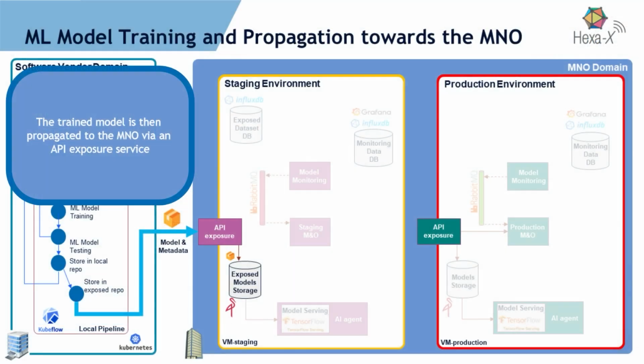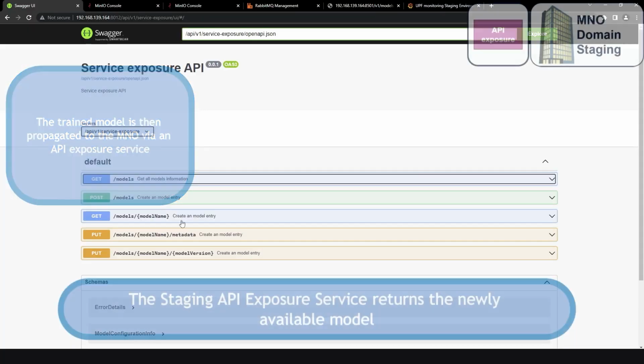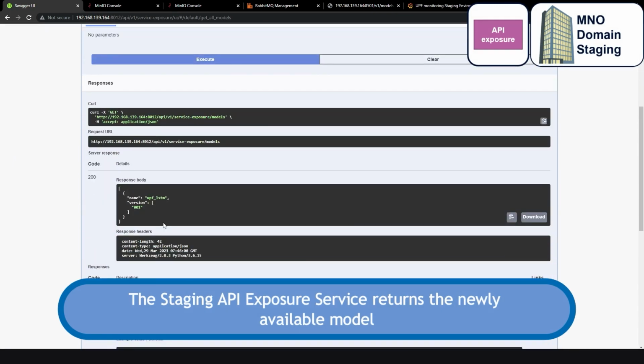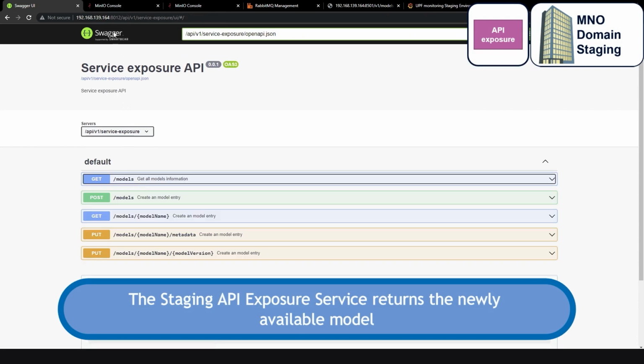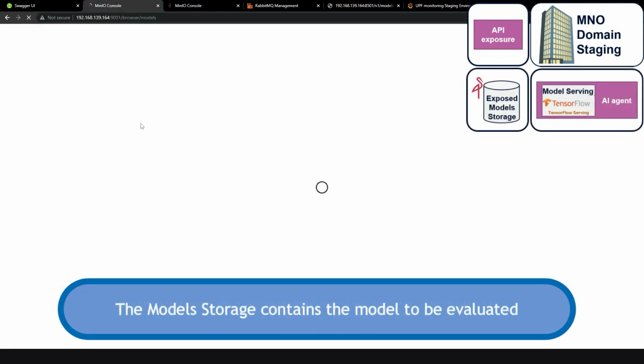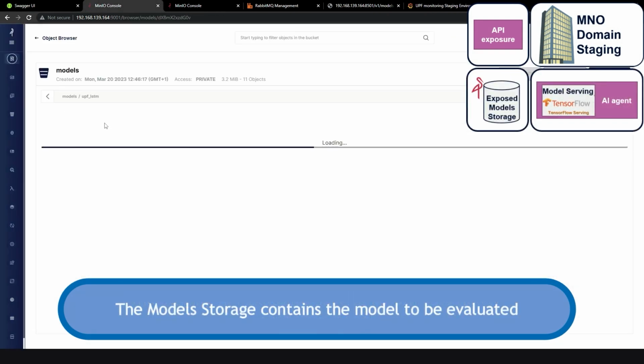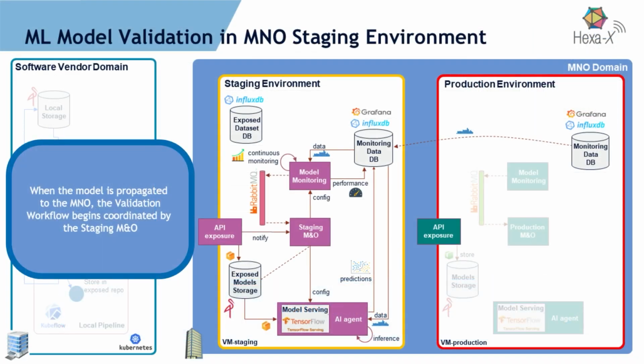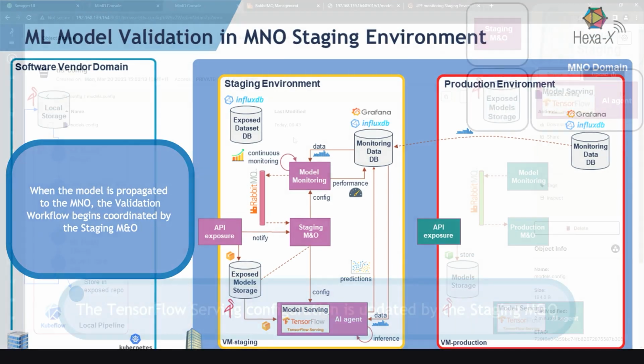The trained model is then propagated to the MNO via an API exposure service. The staging environment exposure service receives the model from the software vendor, which triggers the MNO validation workflow coordinated by the staging orchestrator. The MNO model storage now contains the model and associated attributes, ready for evaluation. At this point, the staging environment exposure service notifies the orchestrator about the availability of the new model, and the validation workflow can start.